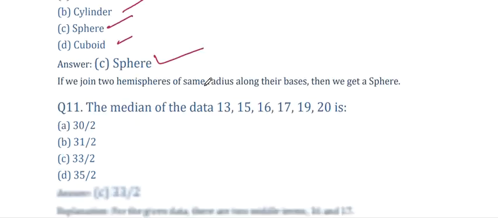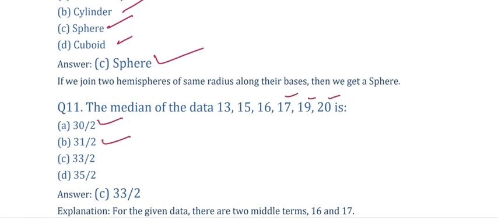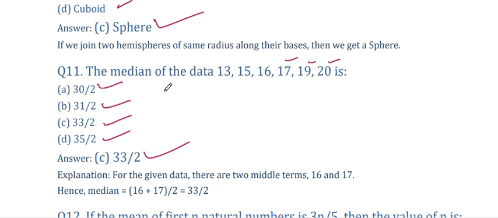The median of data 13, 15, 16, 17, 19, 20 is what? 30 by 2, 31 by 2, 33 by 2, 35 by 2, that is 33 by 2. For the given data, there are two median terms 16 and 17 because it is 1, 2, 3, 4, 5, 6. This is an even number of observations. So we have two medians, hence the median is 16 plus 17 by 2 equal to 33 by 2.